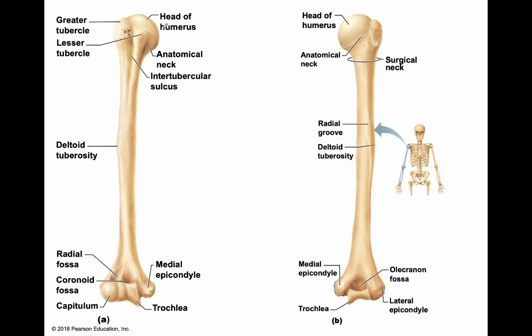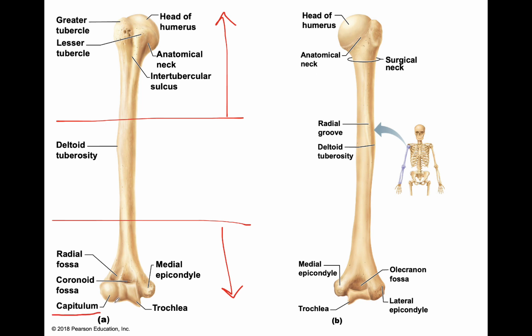Here is the head of the humerus, and I'm going to kind of draw a line here. Up here is the proximal end. Down here is the distal end. So this is the part that attaches to the scapula. This is the part that creates the elbow joint. The capitulum is this rounded head-looking structure, and the trochlea is this kind of bumpy, jagged-looking structure. Those are the two pieces that interact with the bones of the forearm, which are these guys, the radius and ulna.